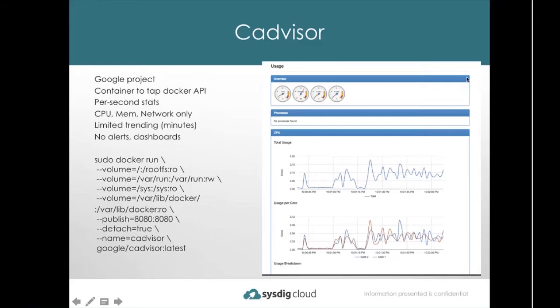It's an interesting project from the folks at Google. It was designed as an additional container that basically taps the Docker API. So all that information I was showing you before, what cAdvisor has done is they've put a tiny front end on the Docker API, and you can see a screenshot of it here on the right. What it does is give you per second stats. There's really no trending. It gives you about a 2-minute window of the performance. No alerts, no dashboards, but at least you can visualize the performance of a host and the individual containers on that host.